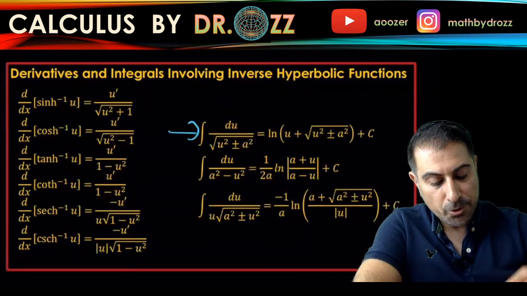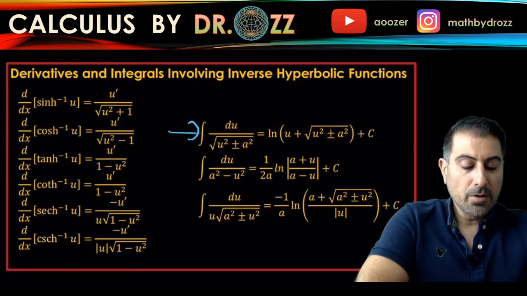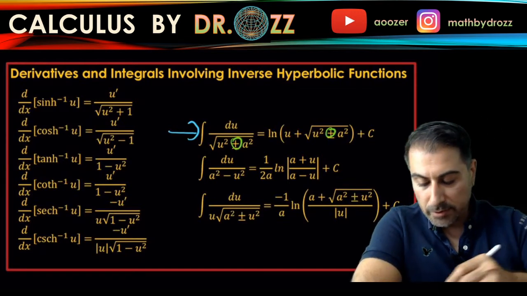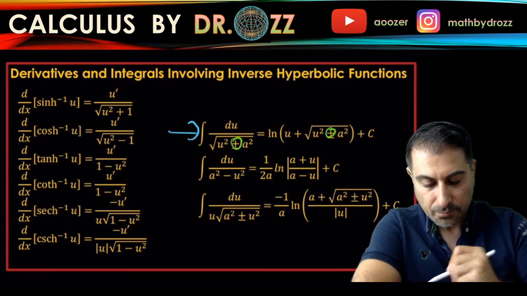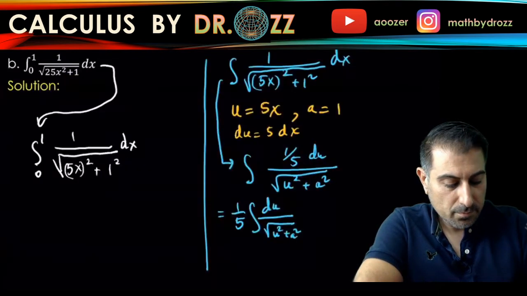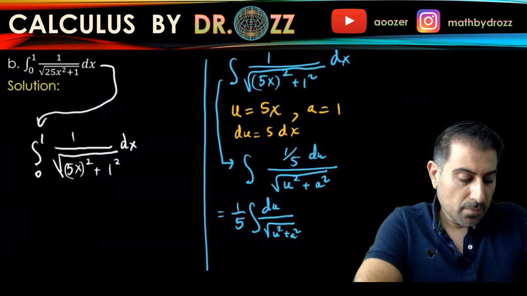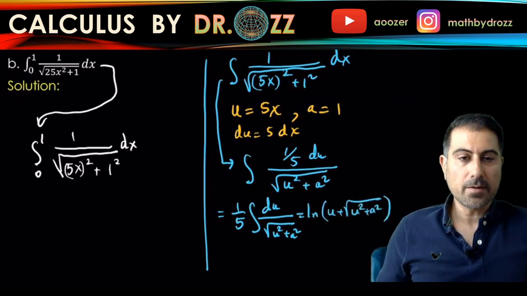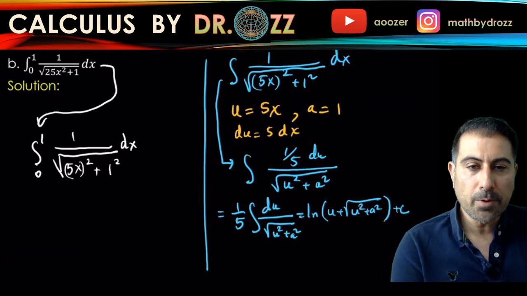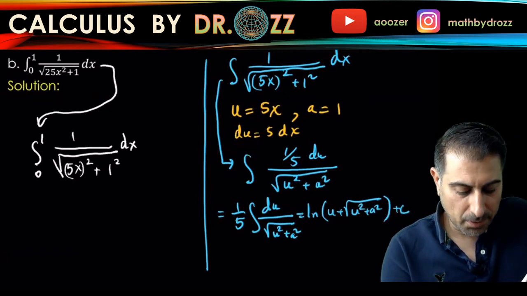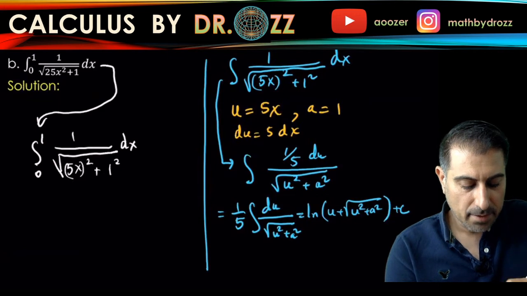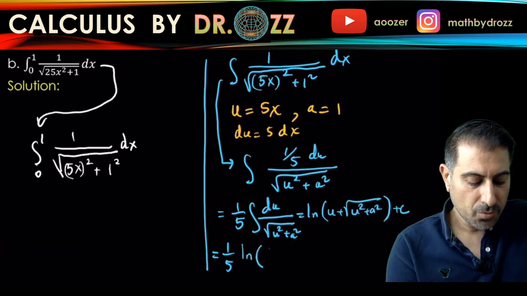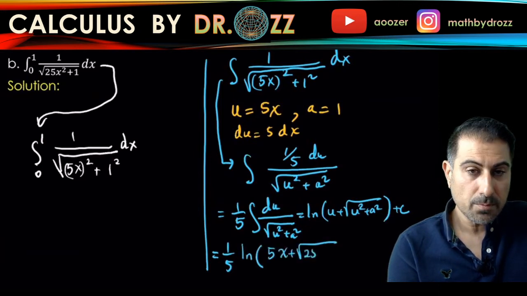So I'm going to use the plus version here. There we go. And this integral is equal to ln of u plus the radical of u squared plus a squared, plus c. Okay, plus c. All right, good. Let's plug the u and a back. So ln of u is 5x, plus the radical of 25x squared plus 1, plus c.